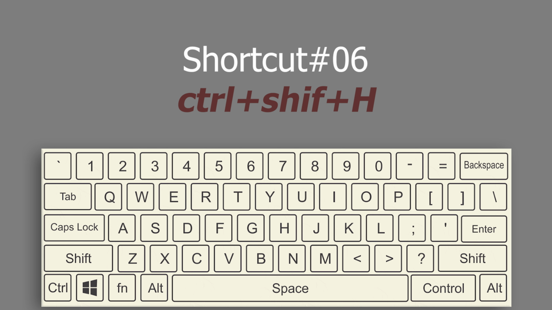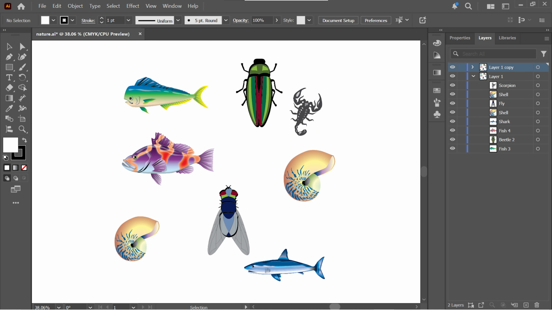Shortcut number 6, hit Ctrl Shift plus H. This hides or shows artboards, makes your workspace feel bigger, cleaner, and more zen.